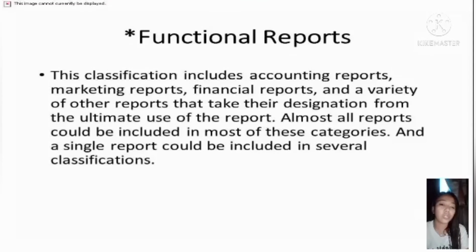Last is functional report. This classification includes accounting reports, marketing reports, financial reports, and a variety of other reports that take their designation from the ultimate use of the report. Almost all reports could be included in most of these categories, and a single report could be included in several classifications.